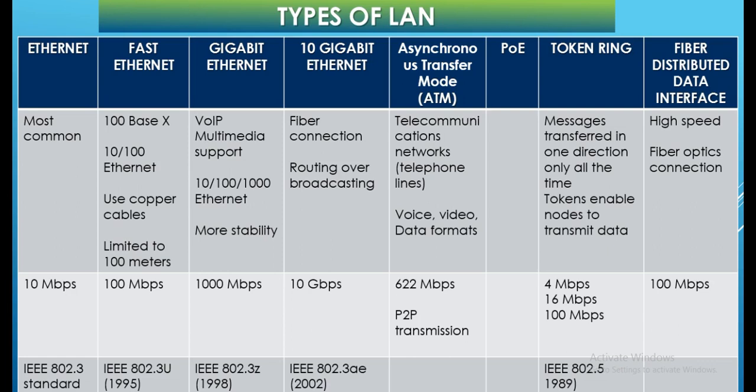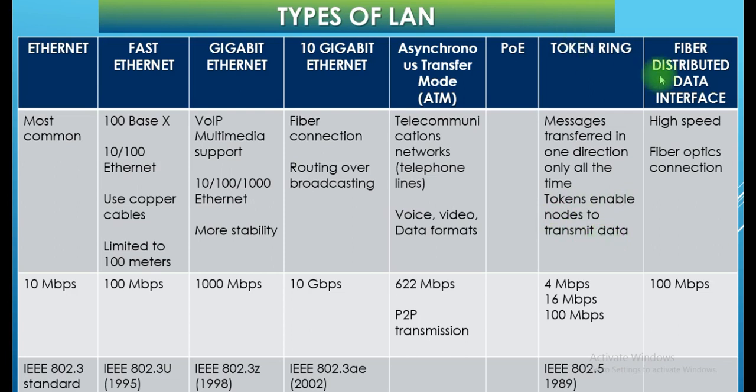Token ring is another type of LAN, and let me just add that this type of local area network is pretty much obsolete. In the token ring, the connectivity is in the form of a ring, but the essence of it is that transmission is in one direction. All right, so it's one direction only, and of course the tokens enable the nodes to transmit data.